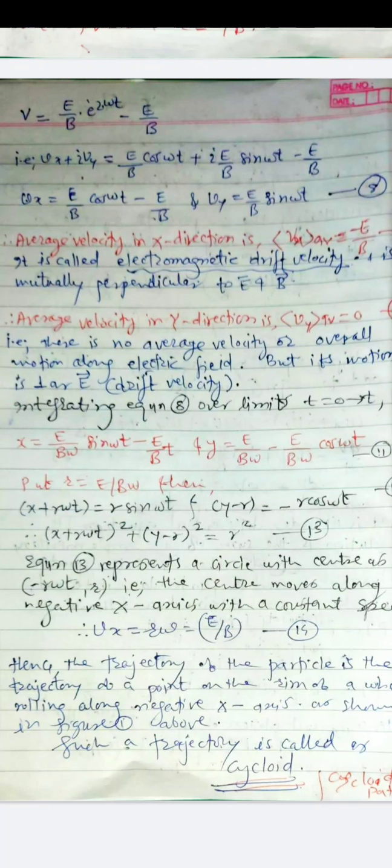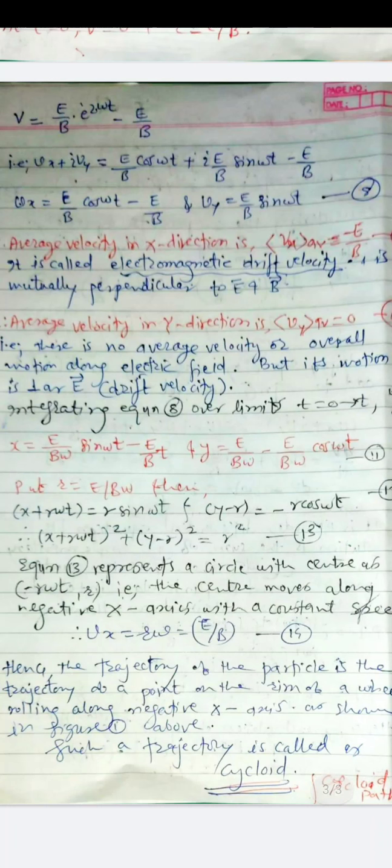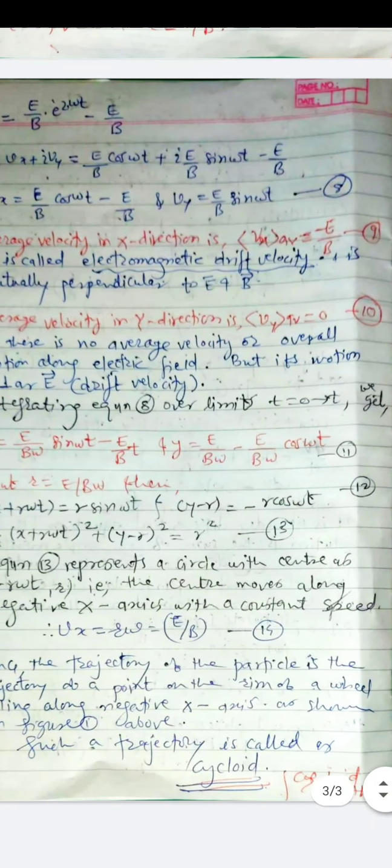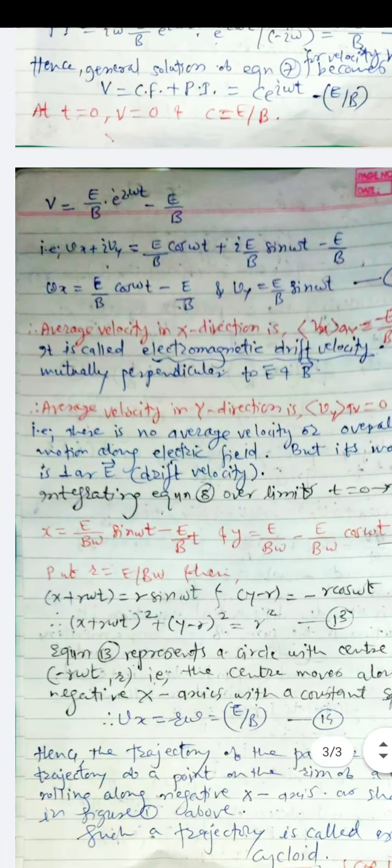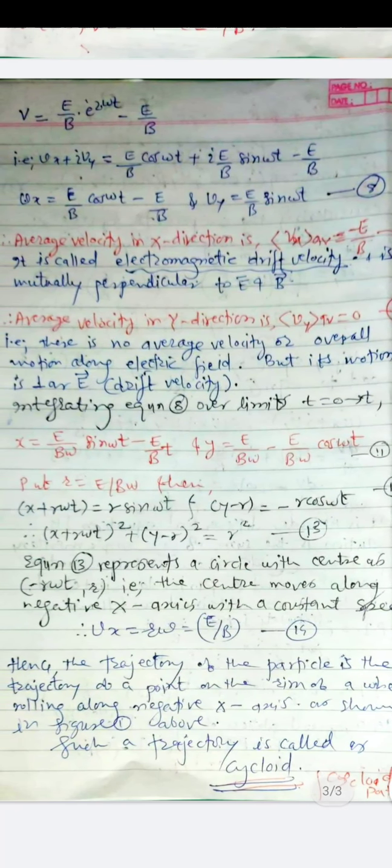Hence, the trajectory followed by the particle is that of a point on the rim of a wheel rolling along the negative x-axis. As shown in the figure above, such a trajectory is called a cycloid. Such a trajectory followed by the charged particle in uniform constant electric and uniform constant magnetic fields is a cycloid, and therefore the resultant trajectory is a cycloid.